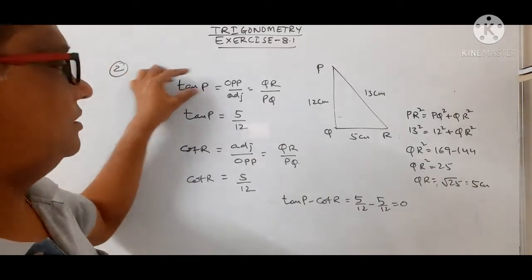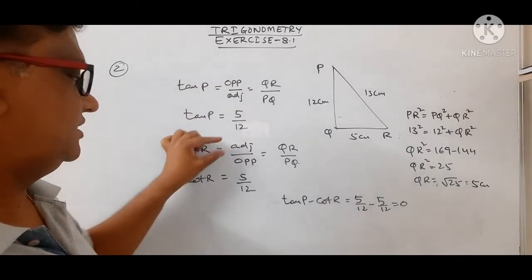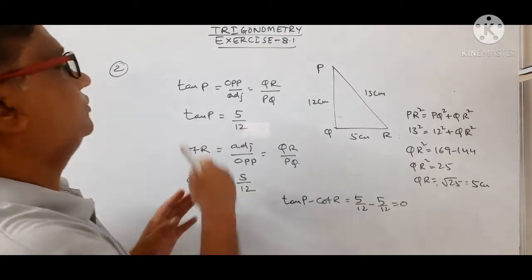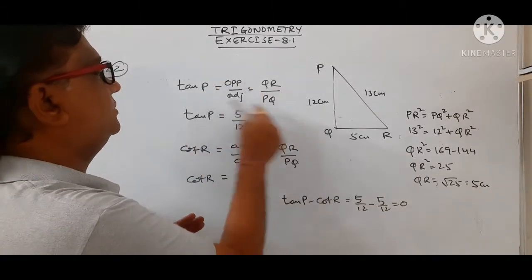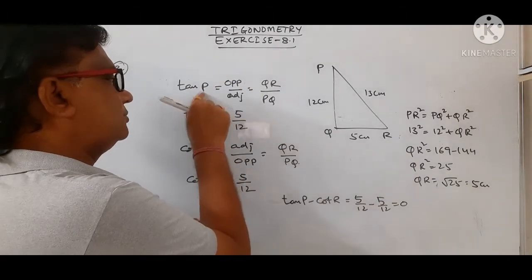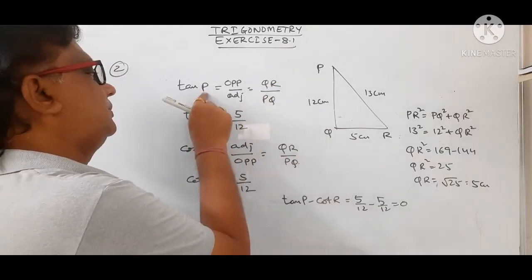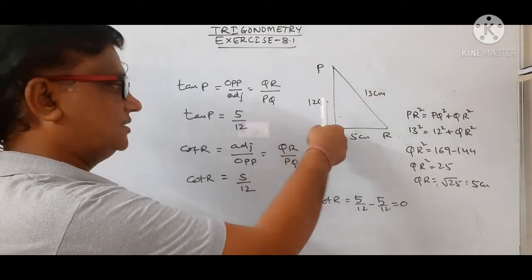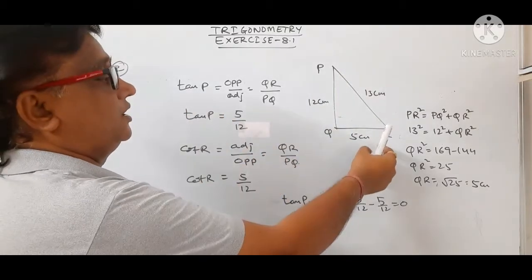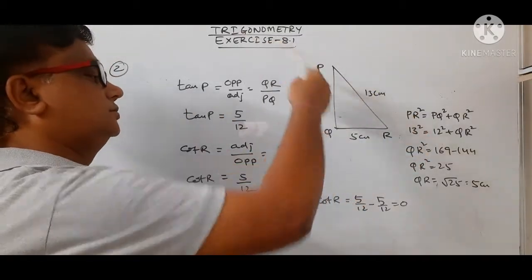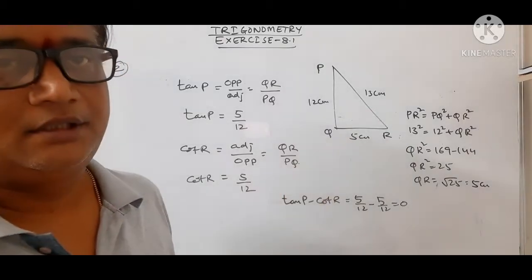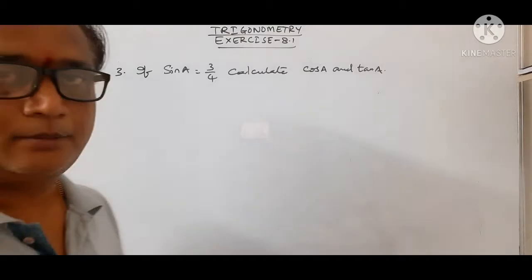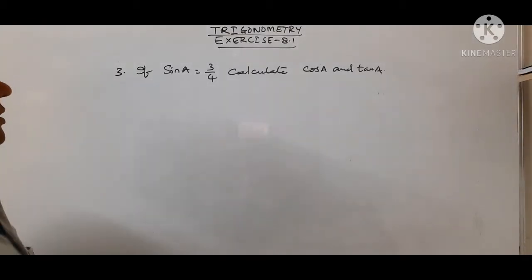Remember that tan is opposite by adjacent and cot is adjacent by opposite. These are the formulas. First you see the angle, then the corresponding sides. So the opposite of P is QR, and the adjacent of P is PQ, 12. Now the opposite and adjacent of R.